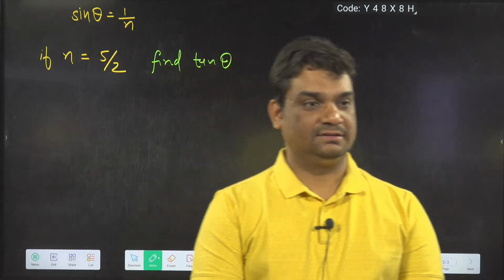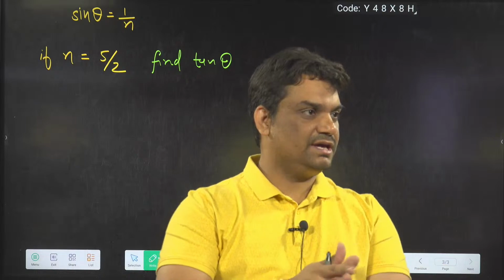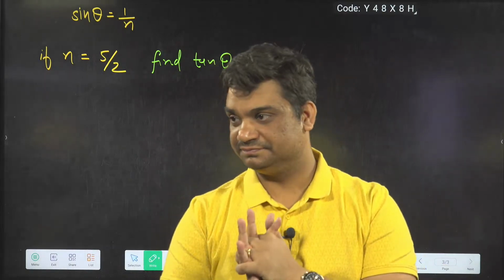Tan theta. Sin theta is 1 by n. n is 5 by 2, find tan theta.